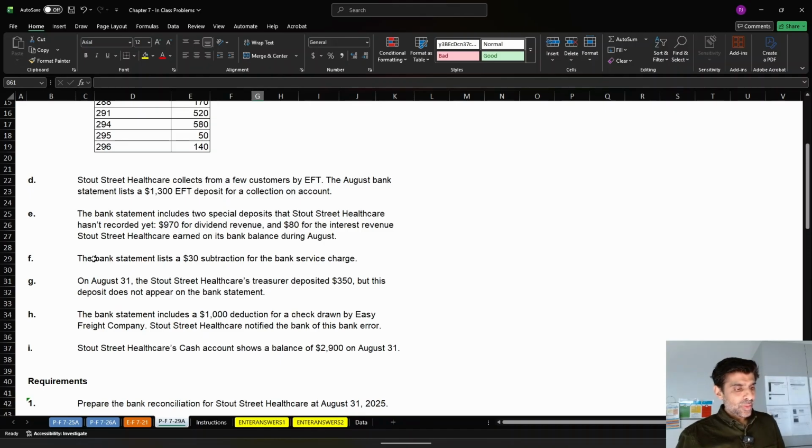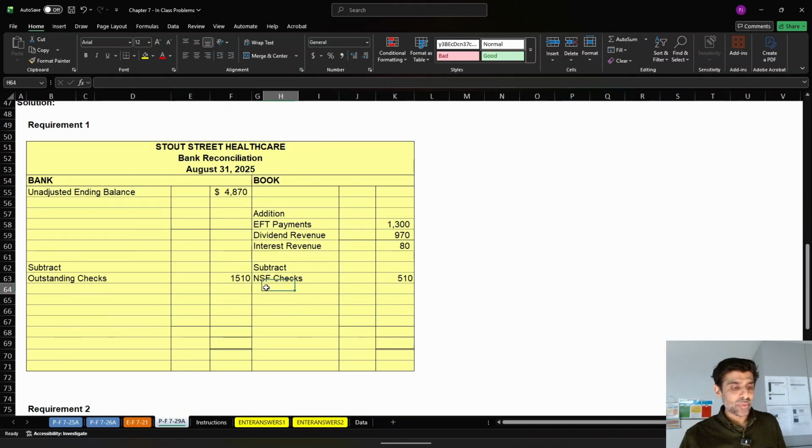Okay, next. The bank statement lists a $30 subtraction for bank service charge. So again, this is another book side adjustment because in my accounting books, this is the first source document that I have for this bank fee expense. So now I'm going to have to do a journal entry eventually for it. But for now, I still am just going to record it as a book side expense for the purpose of my reconciliation.